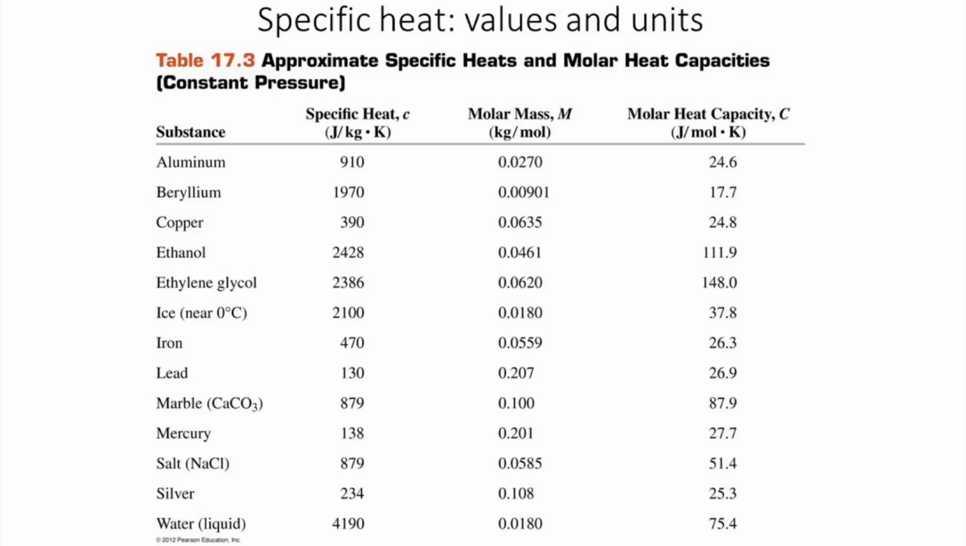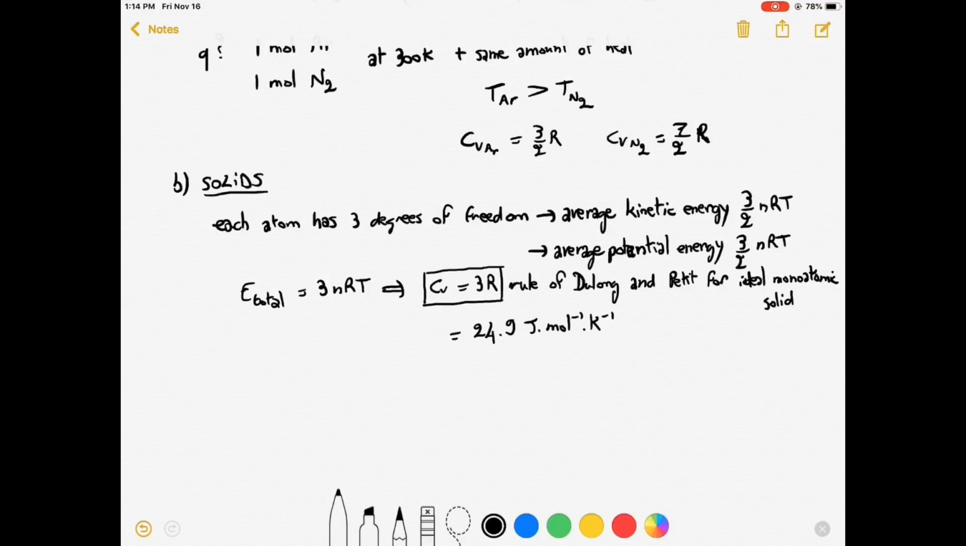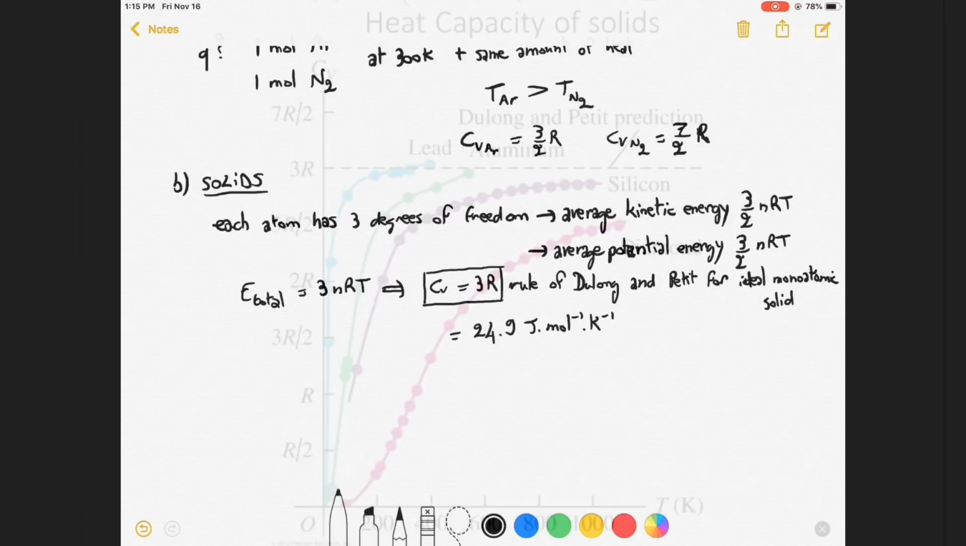Now we have already seen this table before with the specific heat and the molar heat capacity, and you can see that for most of the monoatomic solids, like aluminum for example, 24.6 joule per mole per Kelvin, copper 24.8, iron 26, lead 26. So for most solids, this is a pretty good model that explains the heat capacity. And so essentially it means that it doesn't depend on the mass of each and every atom. It only depends on the number of them. And so if you consider this on a per atom basis, then the same amount of heat is necessary to raise the temperature, right? Even if the masses of the atoms are different.